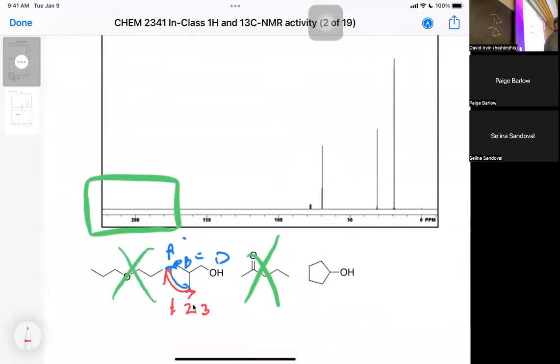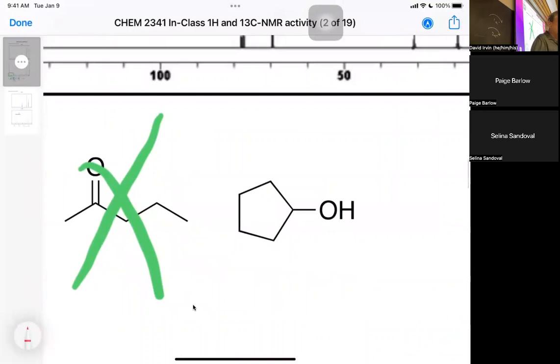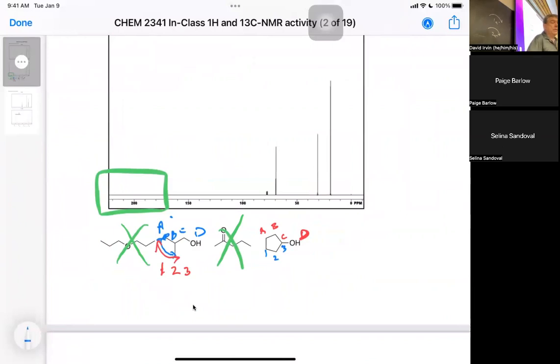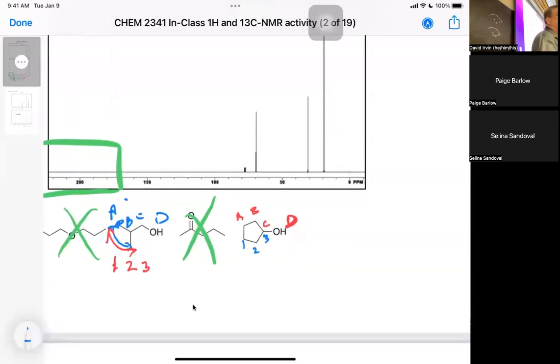Oh, that didn't help. All right, let's do the next one. We have 1 hydrogen here, 1 hydrogen here, 1 hydrogen here, and D, 1 hydrogen here. So we have 4 hydrogen peaks. Let's see how many carbon peaks we have. We have 1 carbon, 2 carbons, 3 carbons. So that didn't help at all. I guess we're gonna have to look at splitting. Oh, wait. Is that right? Wouldn't there be 5 peaks in the hydrogen?